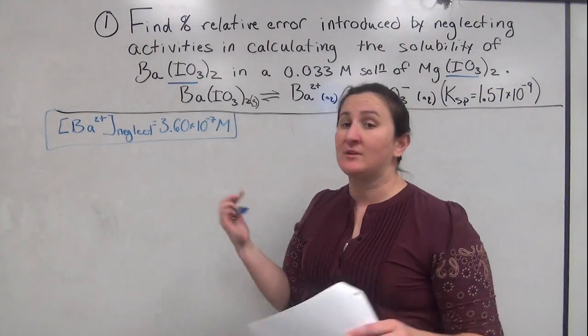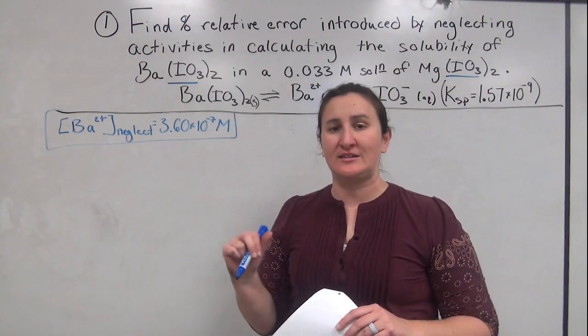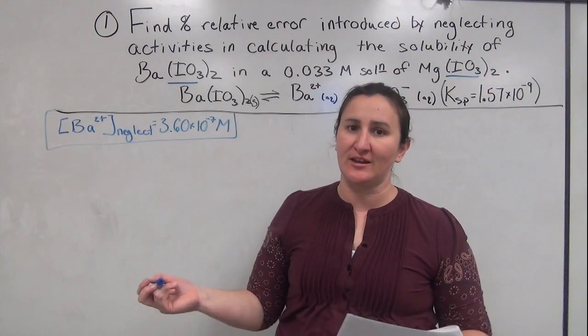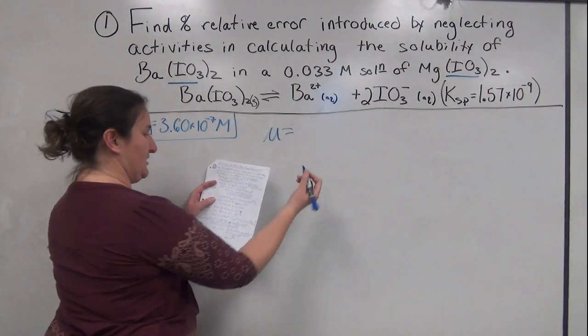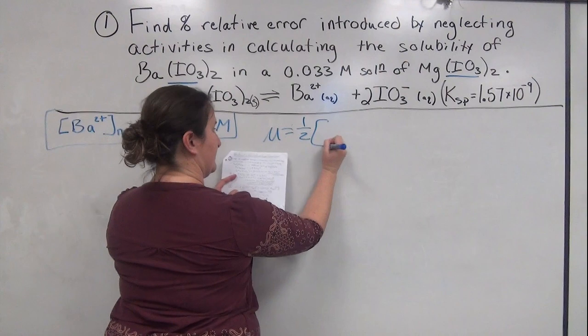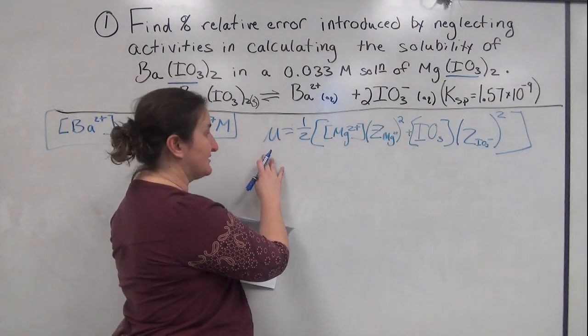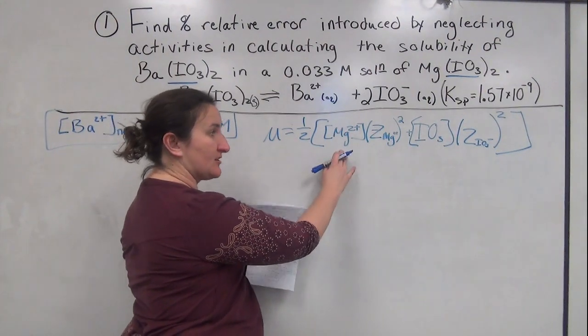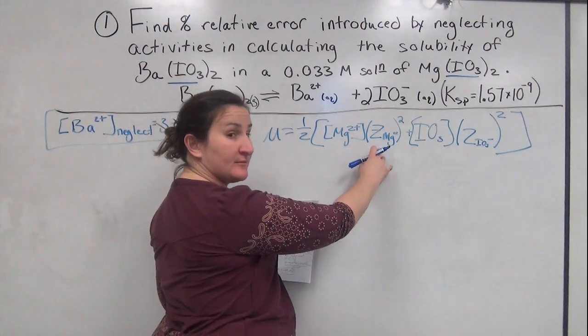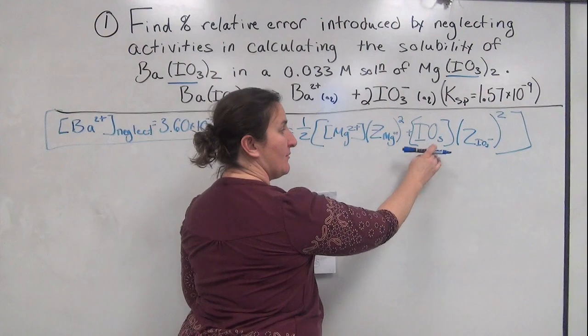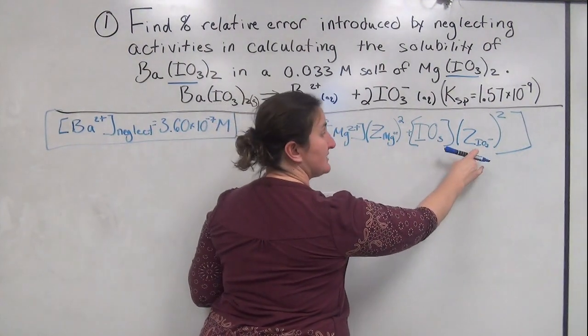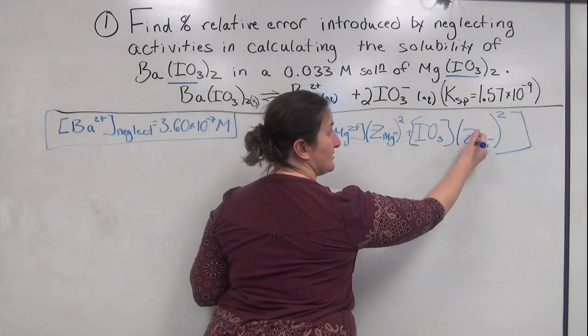So to begin with, you first want to calculate your ionic strength. You can't figure out your activity coefficients until you calculate your ionic strength, so you have to start there. Mu is 1/2 of your magnesium concentration. So in calculating my ionic strength, it's 1/2 times the concentration of my magnesium times the charge of my magnesium squared, plus the concentration of iodate times the charge of my iodate squared.